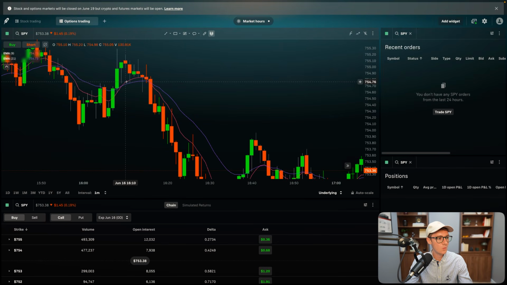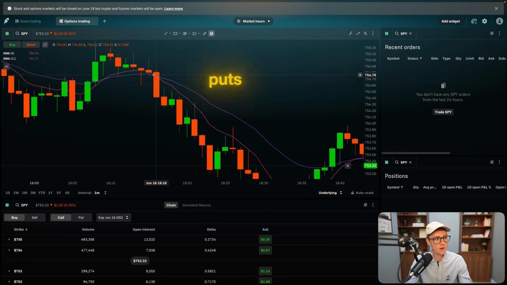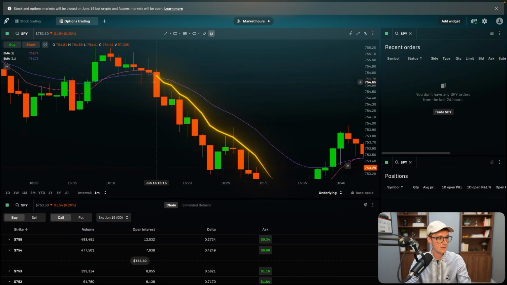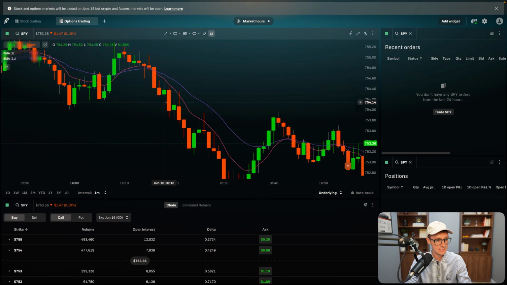On the other hand, when the 9-day EMA is above the 21-day and it crosses below, for example here, this is where we would buy puts, betting on that stock to go down. Because you can see here how all of a sudden that direction shifted and we started selling off.